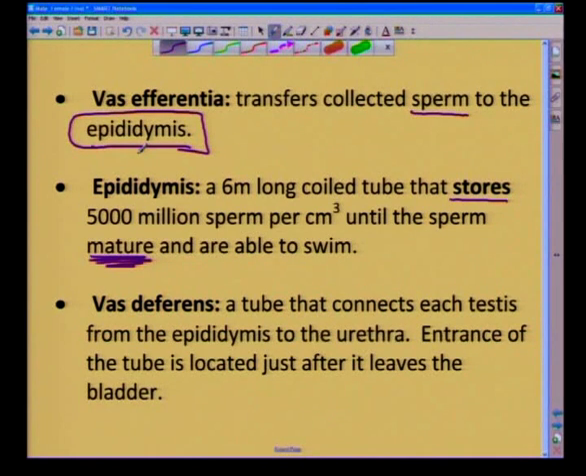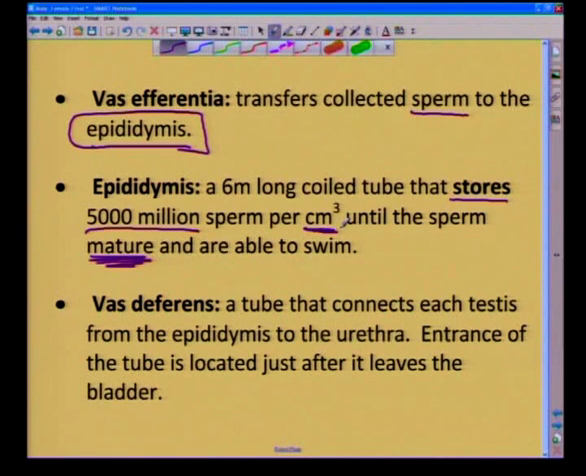So they're produced in the seminiferous tubules. From there, they move into the vas efferentia, and the vas efferentia then deposits these little sperm cells into the epididymis. And the epididymis then stores the sperm cells, about 500 million sperm cells per cubic centimeter, and there is 6 meters of the epididymis. So there are a massive amount of little sperm cells being stored.